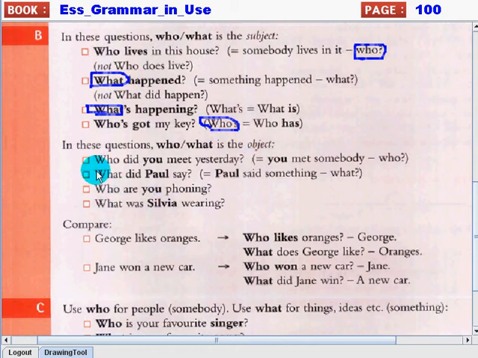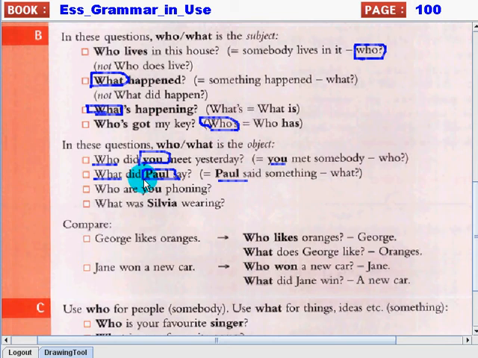Next, in these questions, who and what is the object of the sentence. Alright? Who did you meet yesterday? You met somebody. And who is our object? Because our subject here is you. Alright? Next, what did Paul say? Paul said something. And what was it? What becomes our object, and Paul, who said that something, is our subject.